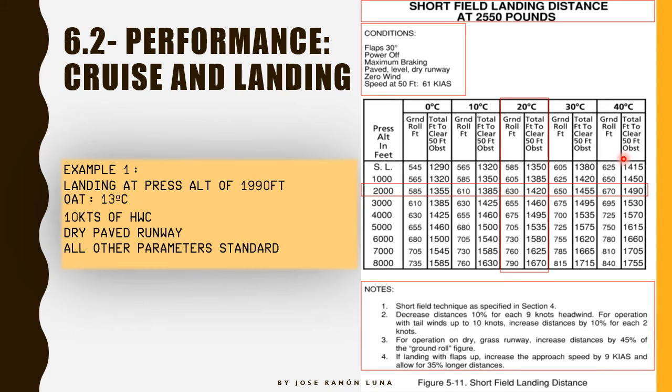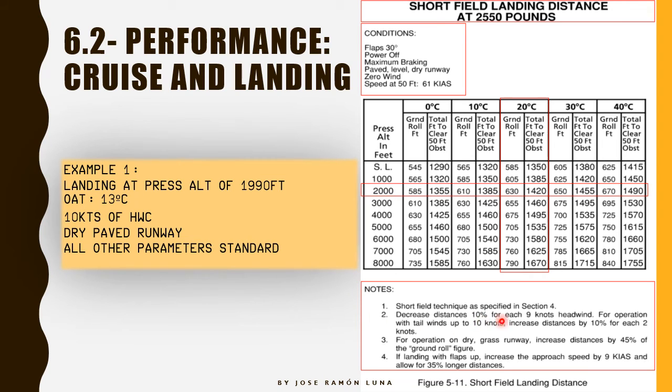Note 1, short field technique as specified in section 4. Decrease distances 10% for each 9 knots of headwind. For operation with tailwind up to 10 knots, increase distances by 10% for each 2 knots. Exactly the same as with the takeoff. Here it says decrease distances 10% for each 9 knots of headwind. If I have 10 knots of headwind, how much should I decrease the distance?